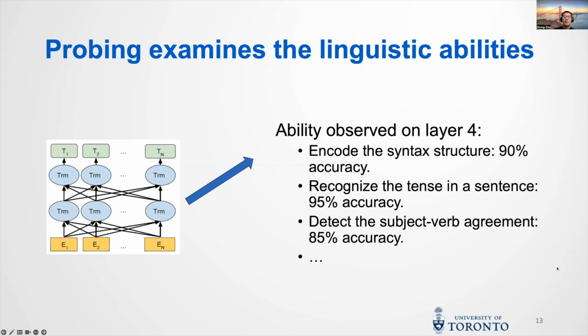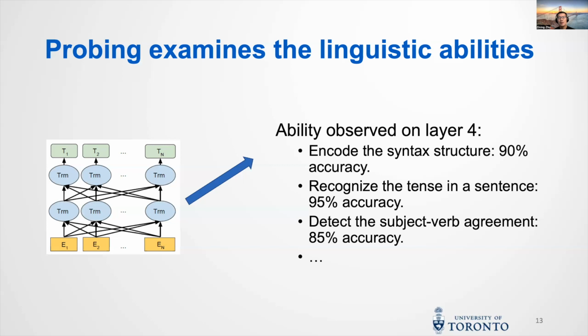So if the part of speech prediction can reach 90% accuracy, then a reasonable conclusion to be inferred from this probing analysis is that this layer contains sufficient information to encode one aspect of the syntax structure, like part of speech, with this amount of accuracy. So you can take one step further and say that this part of this model has some extent of the syntax ability.